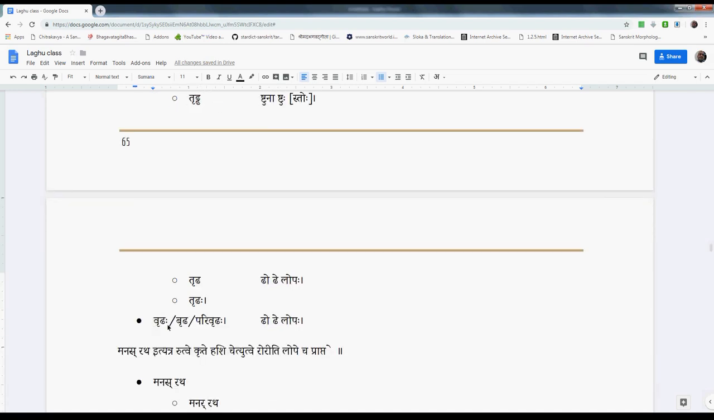Similarly, vrudaha. Vrudaha also, see, the dhatu to find out vrudaha is a little difficult. So I have added other words which you may be familiar with. Vrudaha is still okay, but parivrudaha is a word we may have heard.